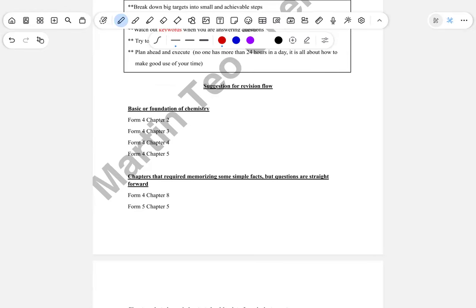Because I always tell you all, chemistry sequence is important. In chemistry, you cannot jump the sequence, it is very hard. If you try to jump the sequence, you cannot skip anything.